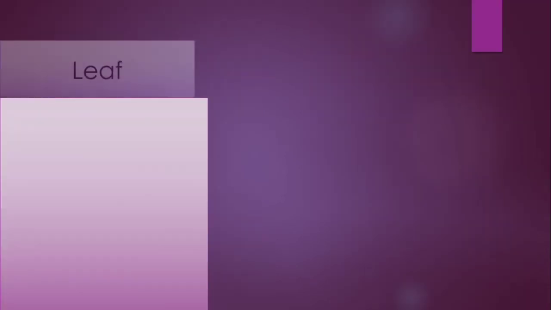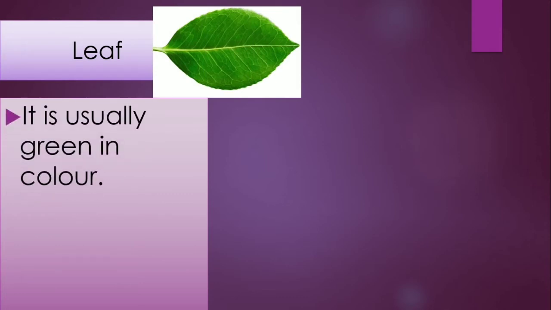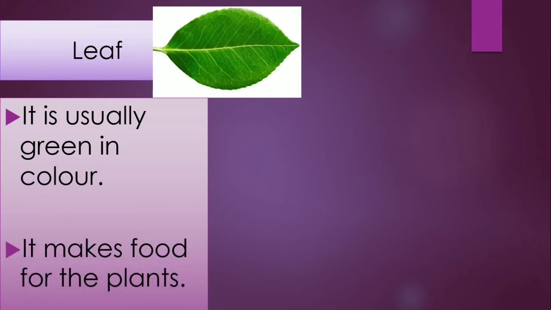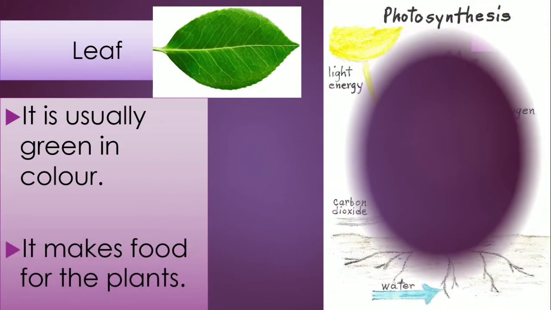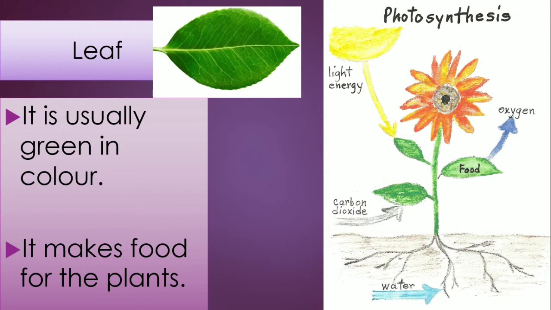First, leaf. The leaf is usually green in color and the leaf makes food for the plant. That's why the leaf is also called the kitchen of the plant. By using sunlight, carbon dioxide and water, the leaves prepare the food for the plant by the process called photosynthesis. Like this, the leaf is a very important part of the plant.